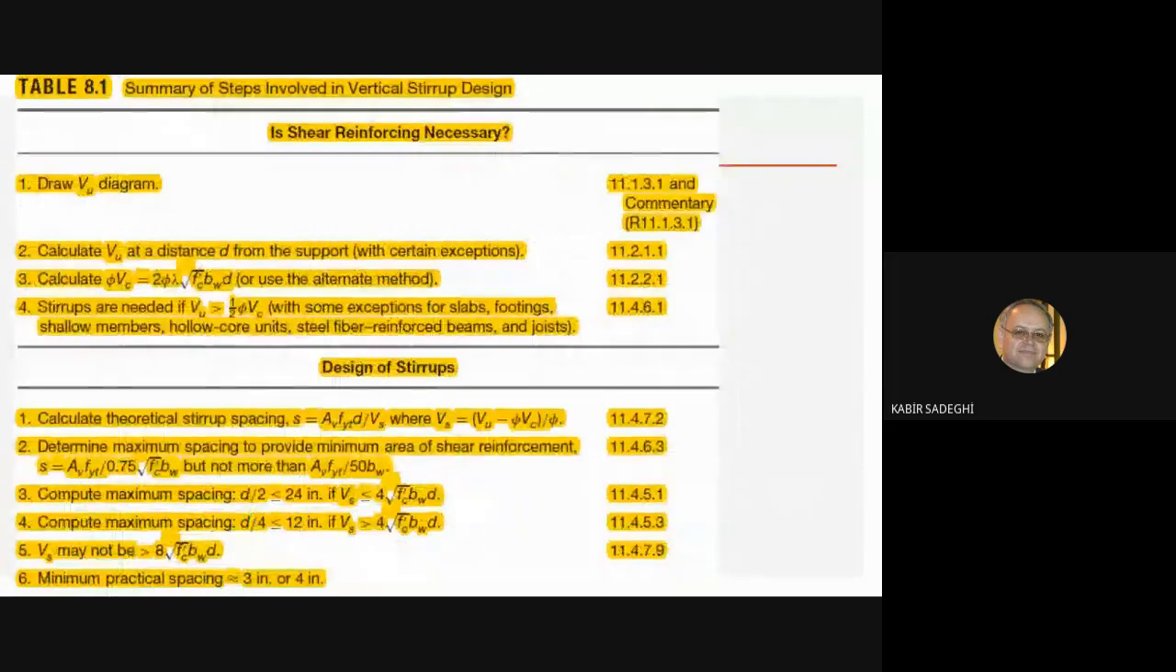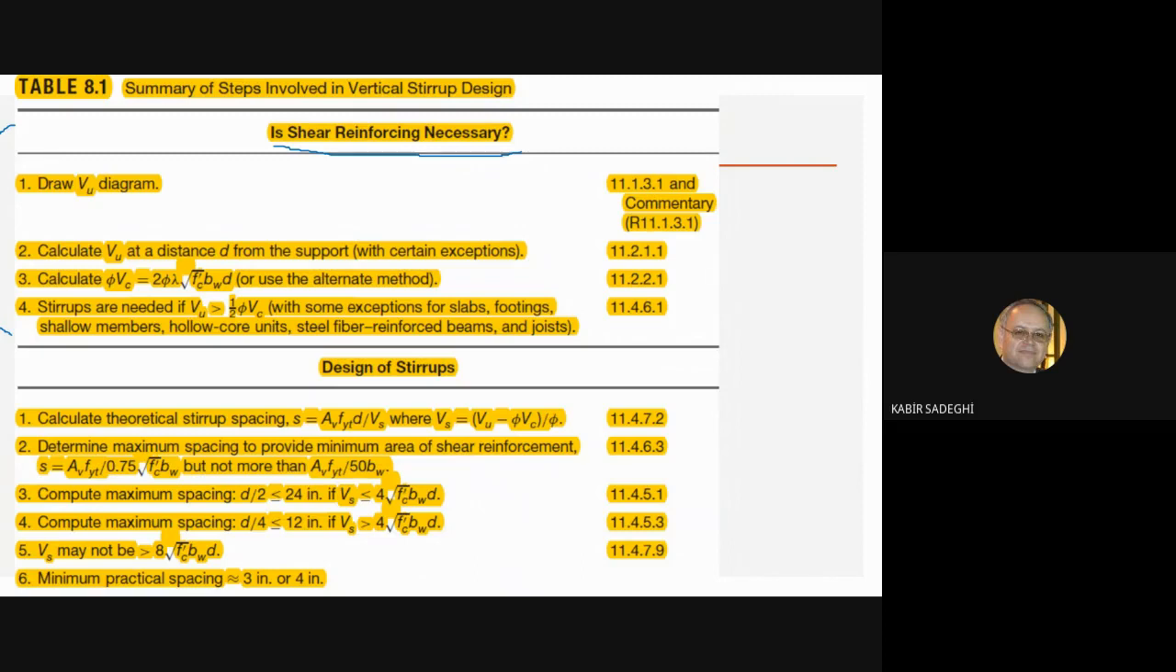Therefore, the summary of steps that we follow to calculate the vertical stirrups in design are as follows. In the first stage, we ask one question. The question is, is shear reinforcing necessary? First, we should see: do we need the shear steel reinforcement or not? Or is concrete enough?